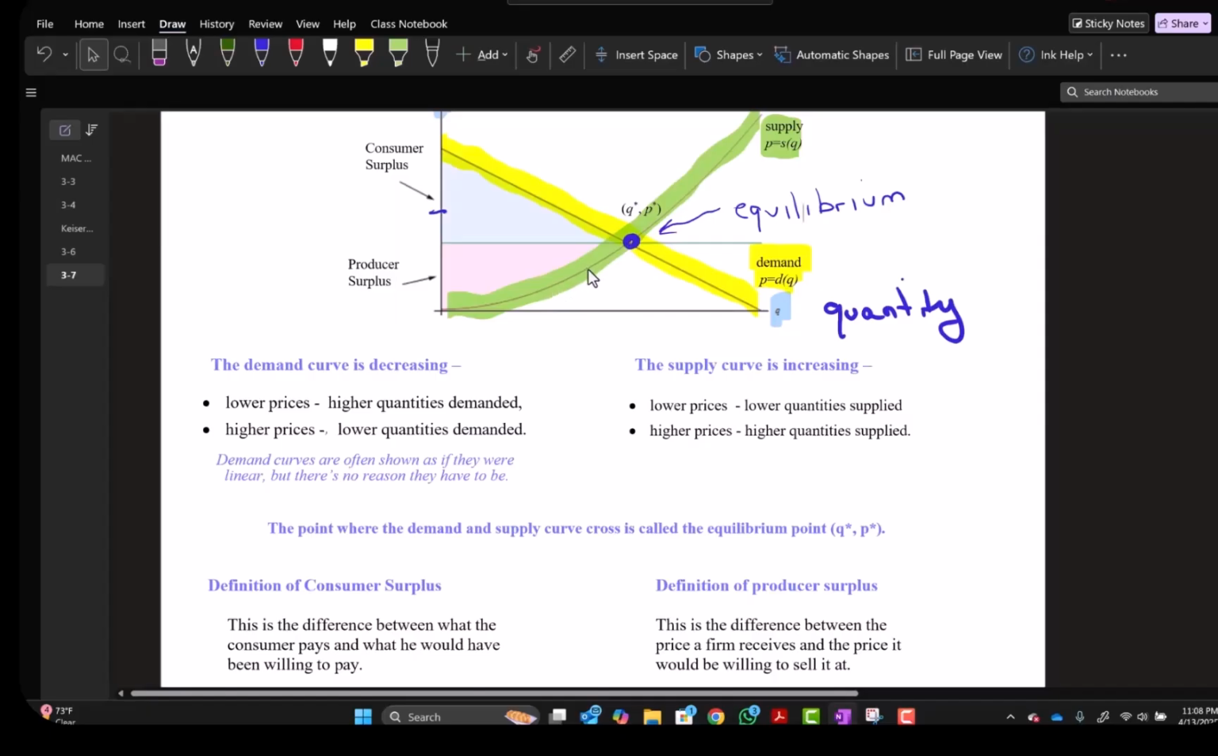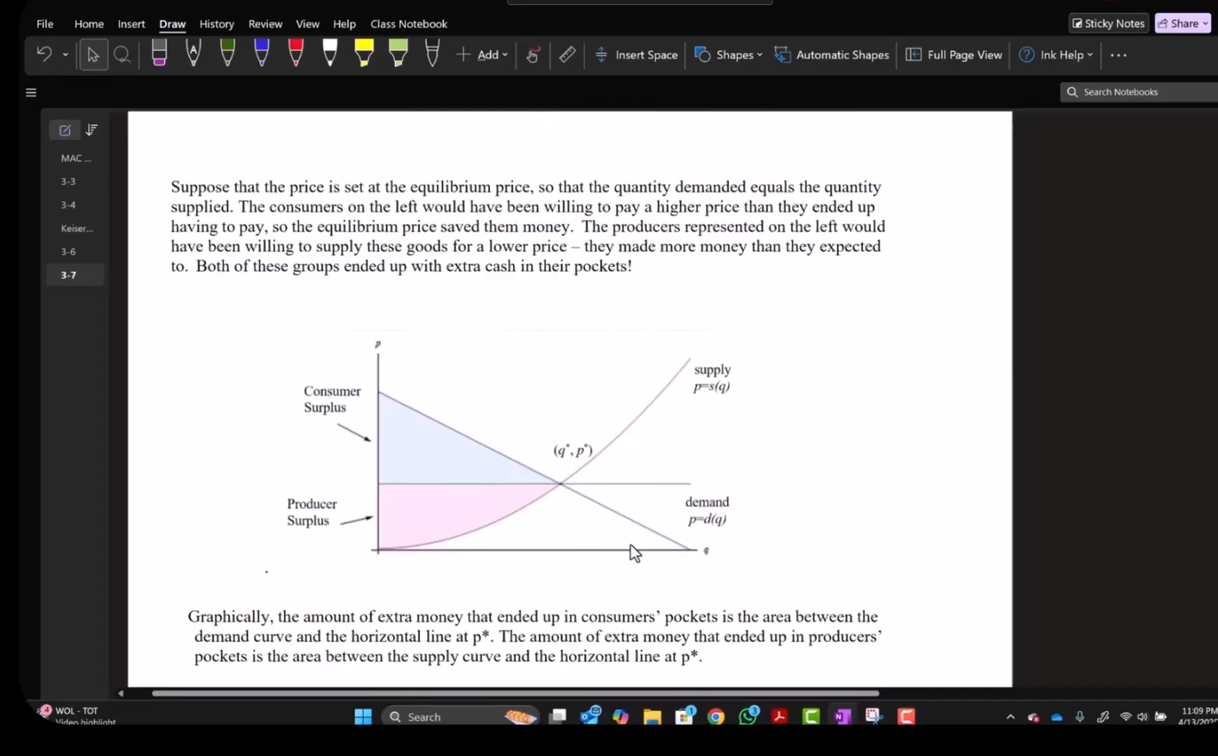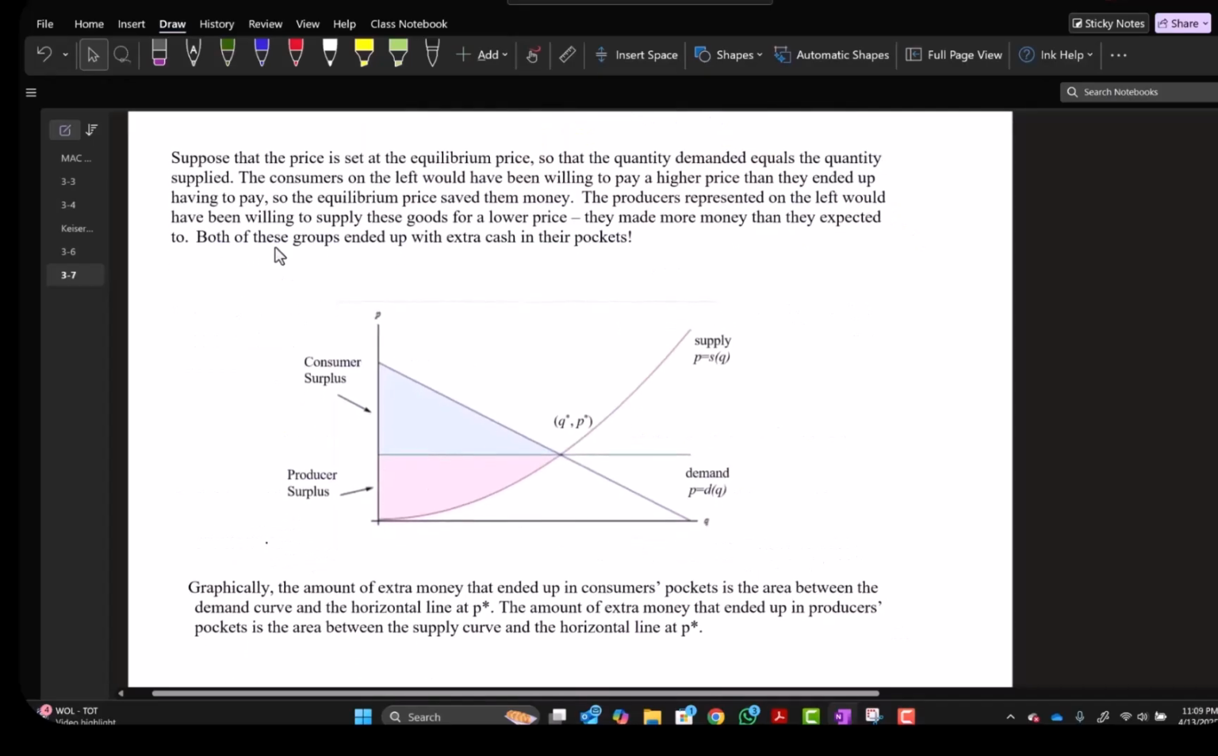But there's quite a few suppliers that would be happy to charge less. They will supply less. If a firm would sell a good at $4, but the market price is $7, the producer surplus is $3.